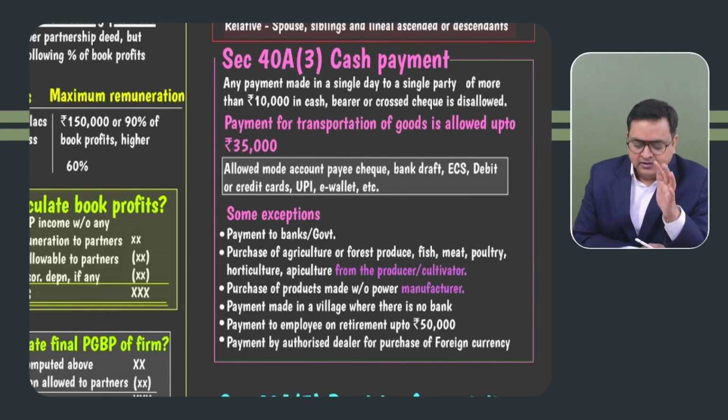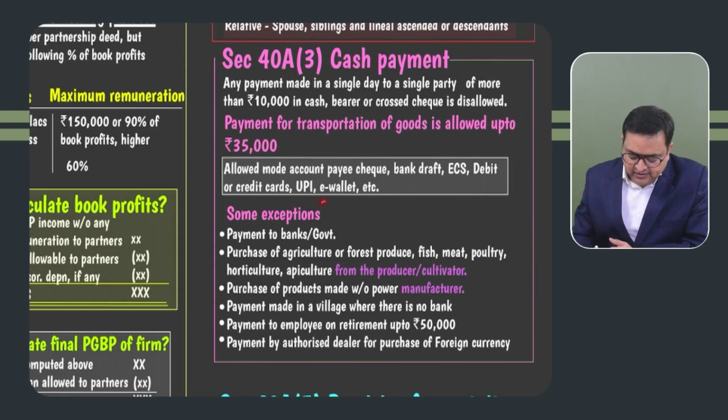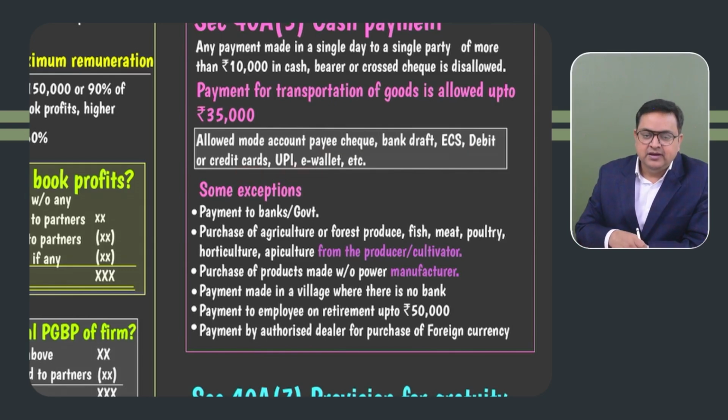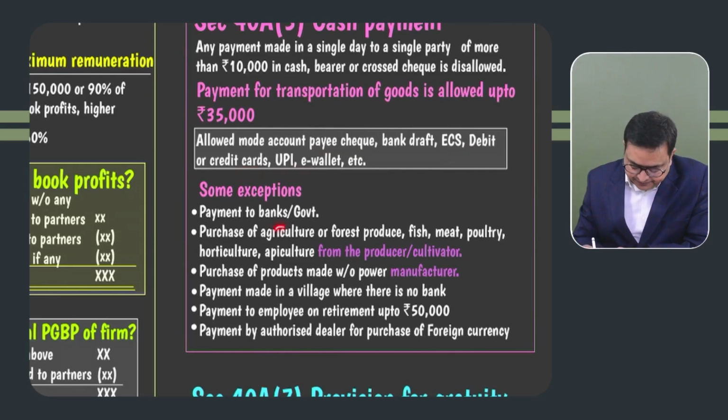Got it? So how should you make the payment? You should make the payment through account payee cheque, account payee bank draft, ECS, debit card, UPI, etc. This is how you should make the payment. Now there are certain exceptions where you can make the payment in cash. You can make the payment to banks or government. You can make the payment for purchase of agriculture produce, forest produce, fish or fish products.